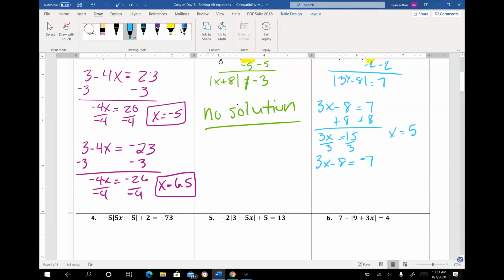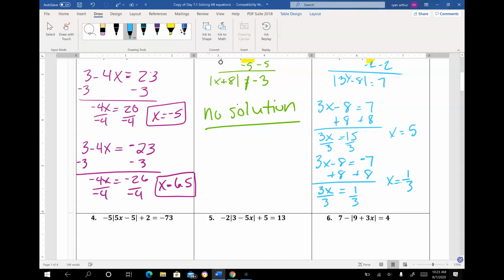Okay, next one, you do the same process, it's just you're going to get a different number because it equals a different number. So we're going to add plus 8. We get 3x equals 1. We're going to divide by 3, and x equals 1/3. Now again, we're going to check our answer, okay? And we're going to go to Desmos to check our answer.